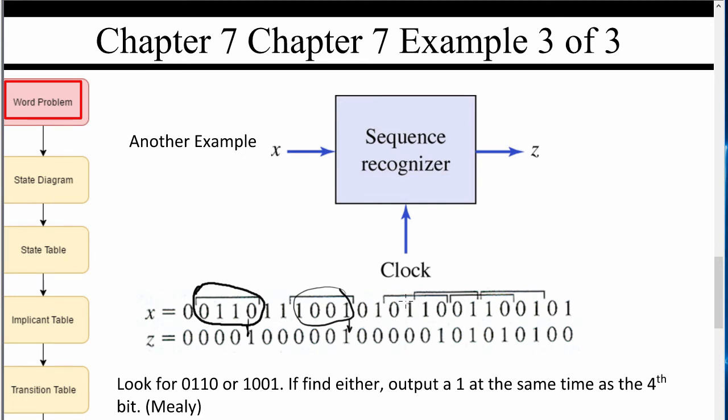And here's the complicated part. We find a 0, 1, 1, 0, and we output a 1. We output a 1 right here because we found a 1, 0, 0. 0, 1, 1, 0, and we output a 1 right here. 1, 0, 0, 1, and we output a 1 right here. There was 1 right here.